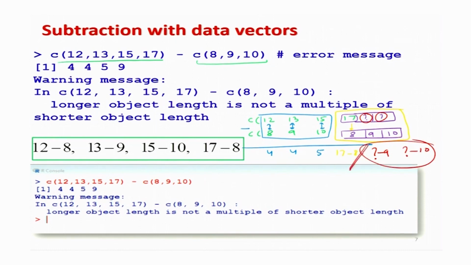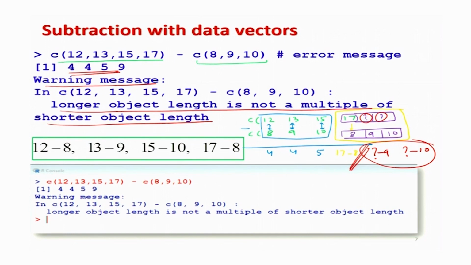So, it will stop here at this place itself and it will give you the values here 4, 4, 5, 9, but it will also give you a warning message that the longer object length is not a multiple of shorter object length. So, you can recall that in the beginning when I introduced R in the very first lecture, I had informed you that R always gives you error messages which are user friendly, that if you try to think about them, try to understand them, you can understand what R is trying to inform you. So, this is how the subtraction is happening in the case of R software.